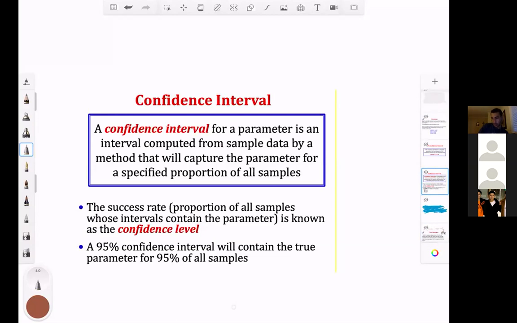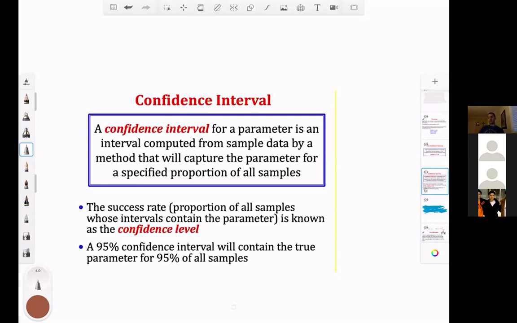Catherine? Yes, I'm here. Any question, Catherine? I'm trying to understand the meaning of it. Very good. Yeah, we need to understand the meaning. We don't want to memorize the definition.